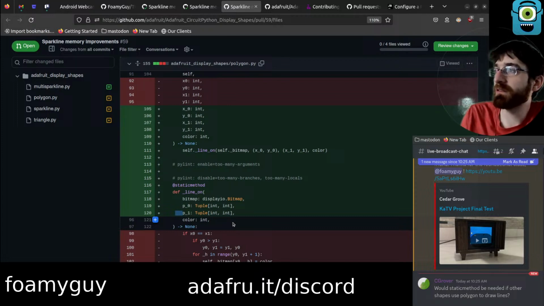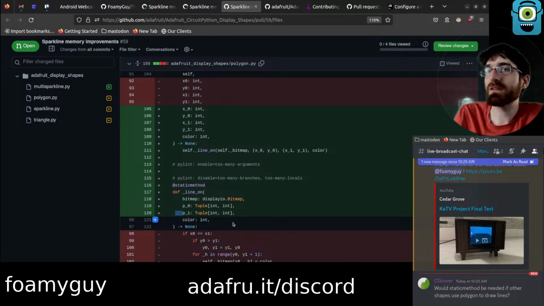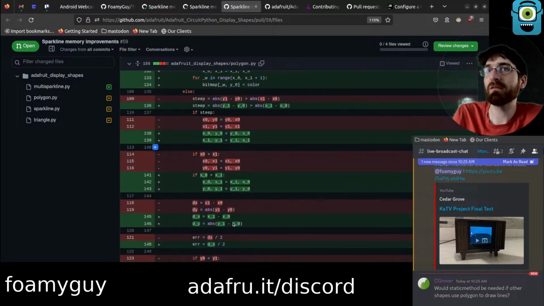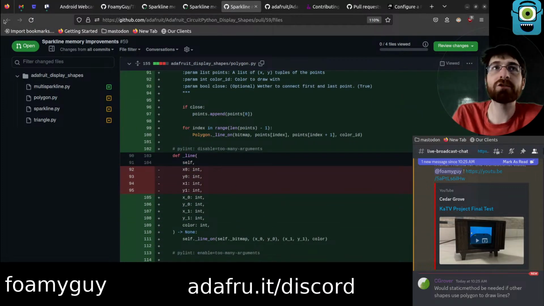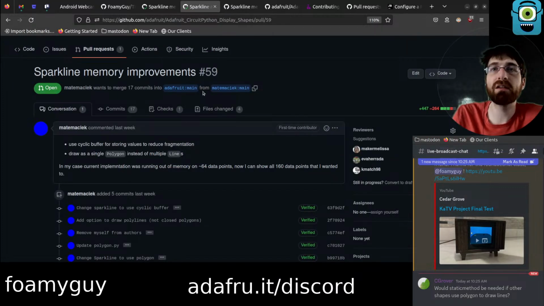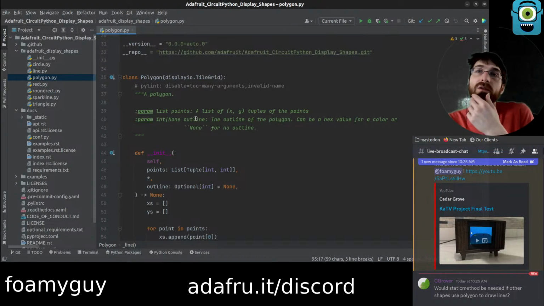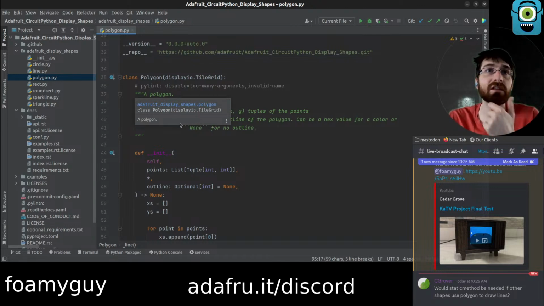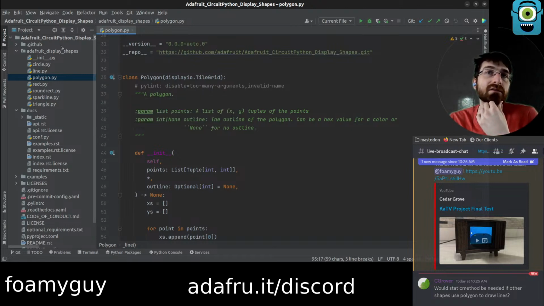Would static method be needed if other shapes... It depends, I think, on how they're coded. If other shapes extend polygon, then it would not need to be static in that case. If other shapes want to be able to do that without extending polygon or without having an instance of a polygon, because it could be extend versus is versus has, right? The same thing you went through with the palette. The palette's not able to be extended, therefore you had to opt for a has relationship.